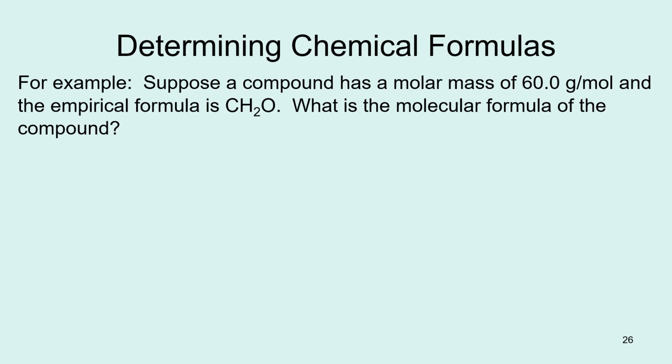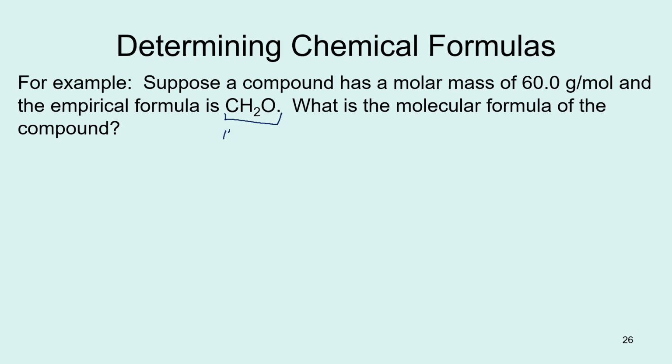Well, remember that our molecular formula is just a multiple of our empirical formula, right? So the answer could be CH2O, could be all ones. It could be C2H4O2. It could be C3H6O3. It could be C4H8O4. It could be any of those multiples. So how do we know which multiple it is? Well, the easiest way is to say, all right, we have the mass of the whole thing. Let's find the mass of this.